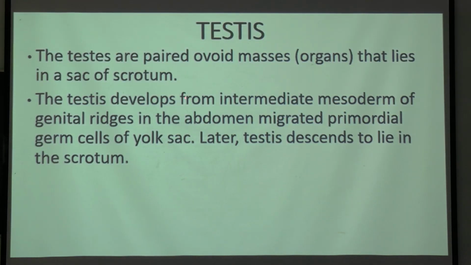For the singular you use testis, and for the plural, testes. That is the difference. So testes are paired ovoid organs that lie in the sac of the scrotum. The testis develops from the intermediate mesoderm of the genital ridges in the abdomen and migrated primordial germ cells of the yolk sac. Later the testis descends to lie in the scrotum.